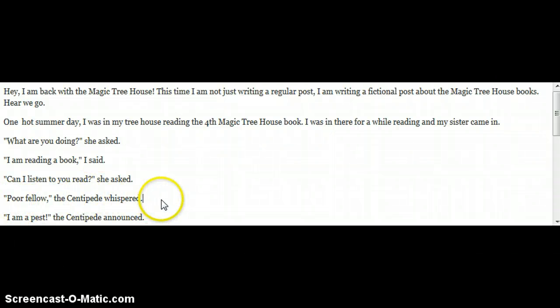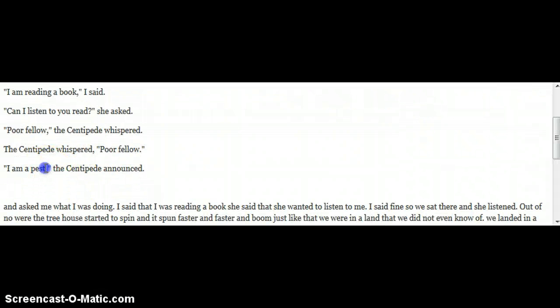So if, instead of ending with "the centipede whispered," you started with this, all right? So if you start with that, then you would end it with the period. So you can switch it around, exactly. All right? So remember, if it ends in a period, it's a comma there. If it's a question, it gets a question mark. If it's something you're supposed to be excited by, then you're going to put the exclamation point.